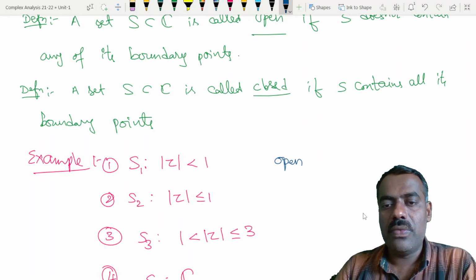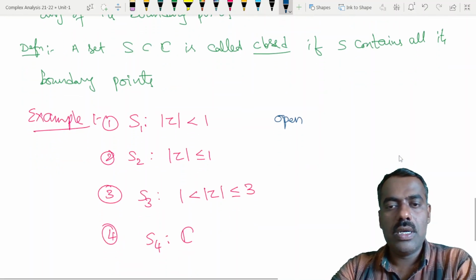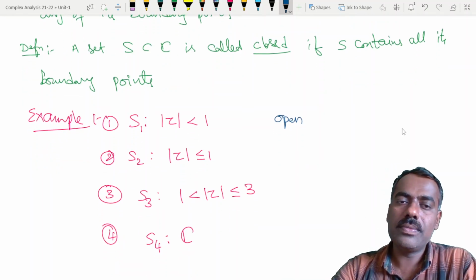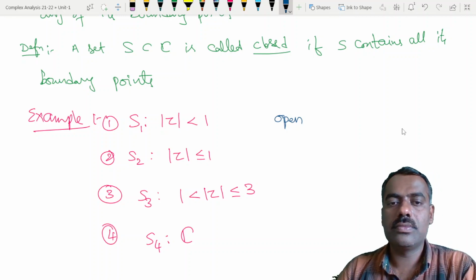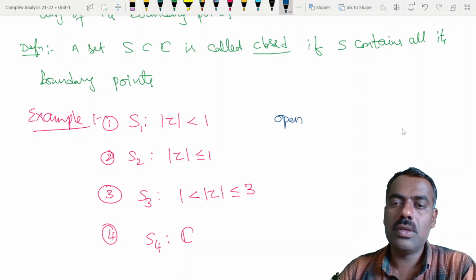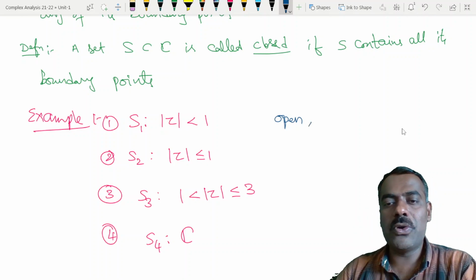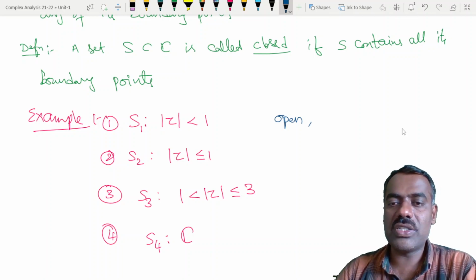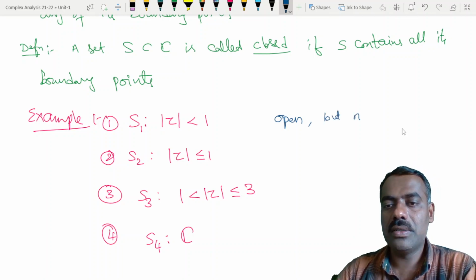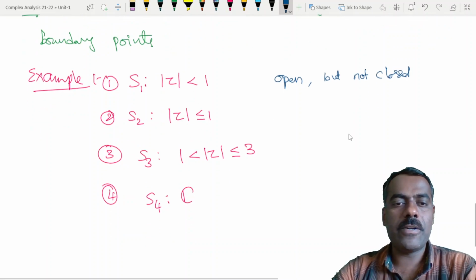Whether it is closed? Hmm? Whether is it closed? No, right? Because what is the boundary? The boundary is not included here, right? So it is open but not closed, right? What about the second one?